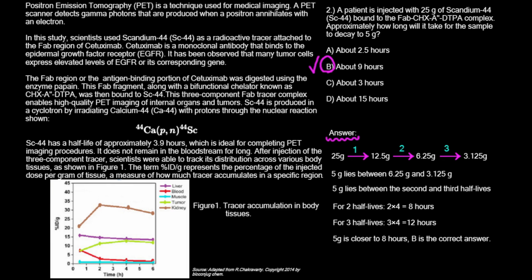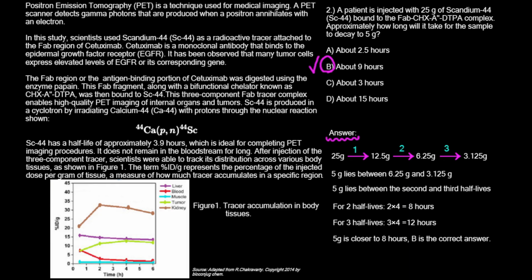Question number two says a patient is injected with 25 grams of scandium 44 bound to the Fab SHXA chelator complex. Approximately how long will it take for the sample to decay to 5 grams? This is a very straightforward problem that asks us to solve a half-life problem. The question provides the initial amount of the sample, and we are asked to determine how long it takes for that sample to decay to a final amount of 5 grams.